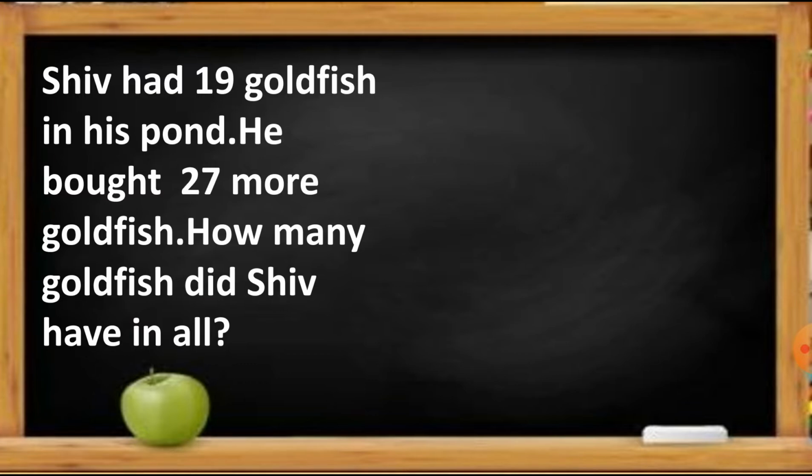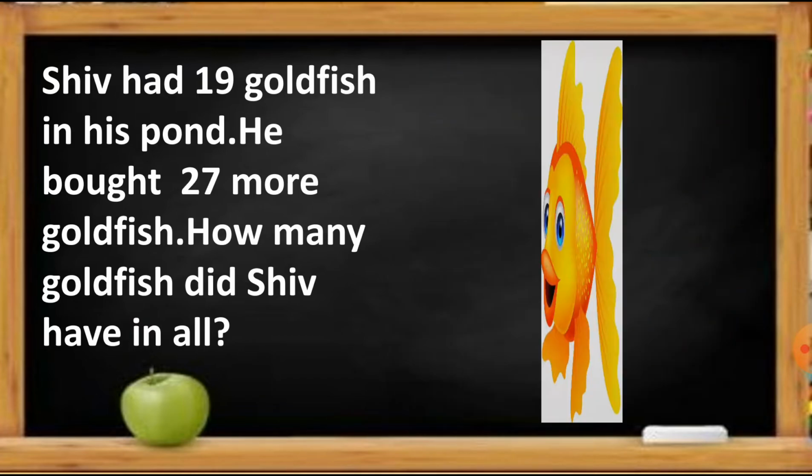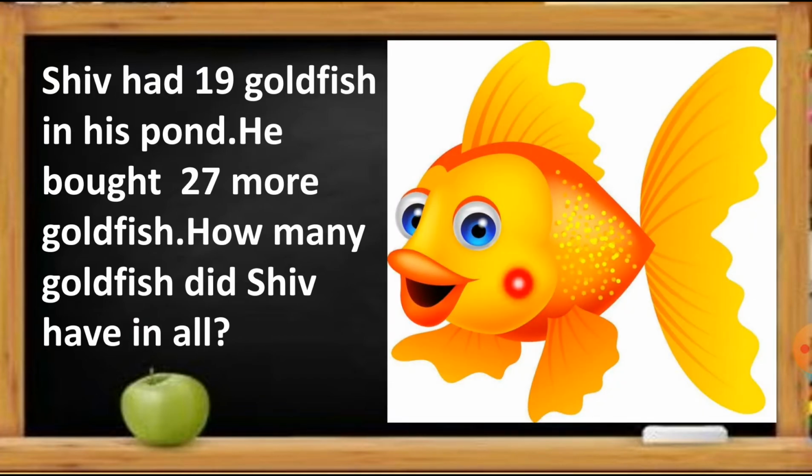But before that, do you want to see how the goldfish looks? So let me show you the goldfish. See, here is the goldfish. You can see this. Do you like this goldfish? Shiv has 19 of this type of goldfish and then he bought 27 more goldfish. So we have to find how many total goldfish there are in the pond. So which operation do we have to follow, students?